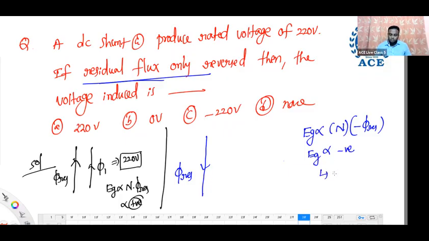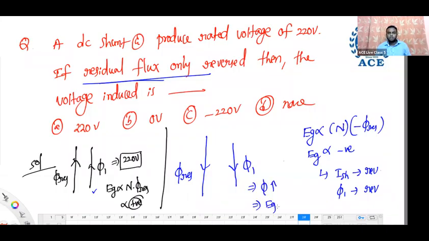Now let us check. As the EMF is negative, what is the field current direction? It is also reversed. The field current will reverse. When the field current reverses, what is the flux produced? Also reversed, meaning opposite to the original. So let us take it opposite. This is phi 1. Now are both in the same direction or not? Yes. The resultant flux increases, so the EMF still increases, but finally the EMF increases in the reverse direction only: negative, negative, up to minus 220 again. Whatever the rated voltage of 220, you will again get it in the reverse direction, minus 220.